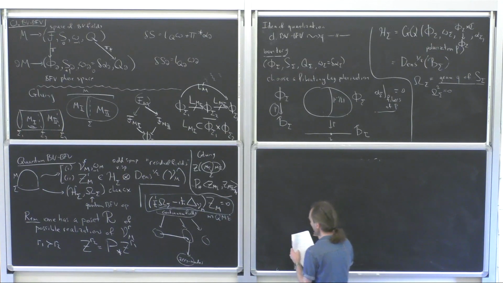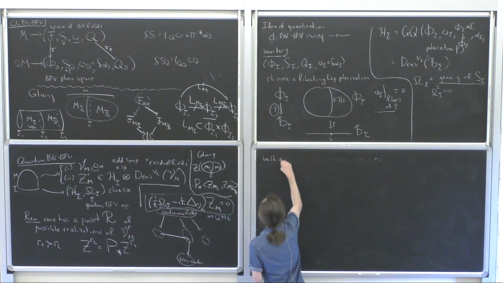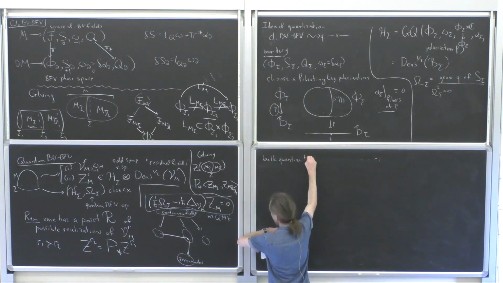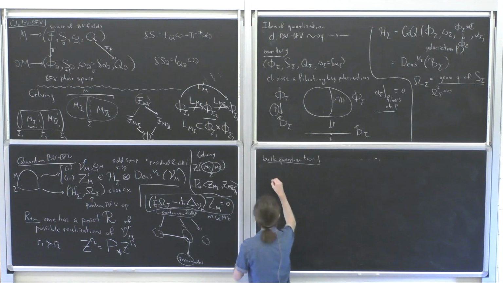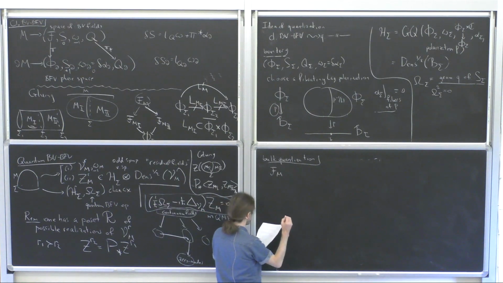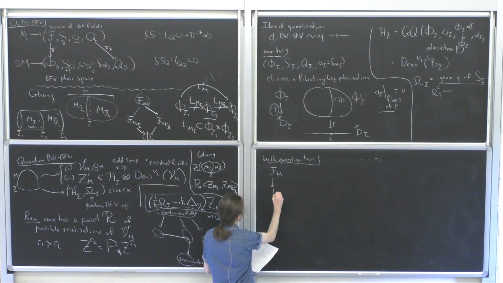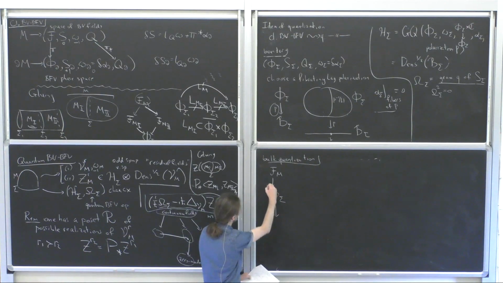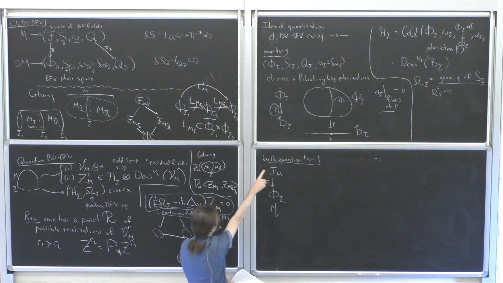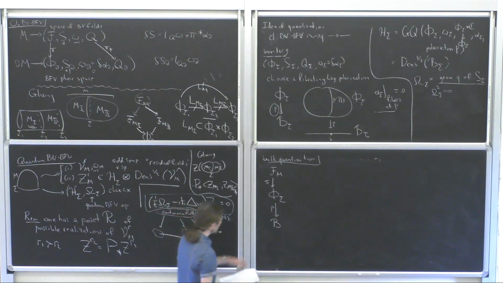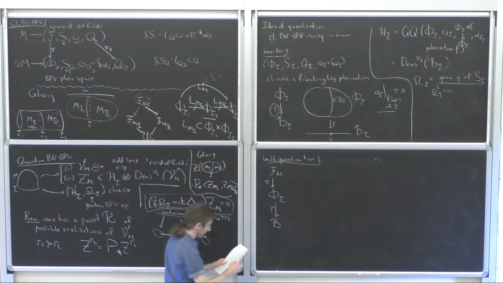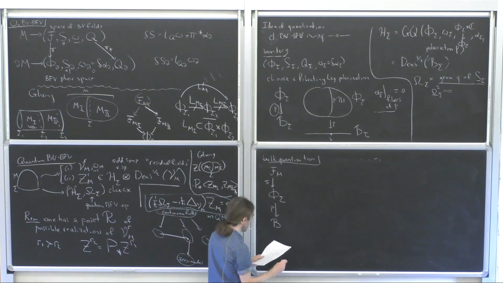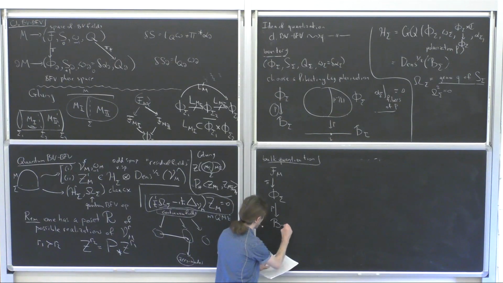What about the bulk? Bulk quantization. I have the space of bulk fields from my classical BV-BFV data. There is a surjective submersion pi to the phase space for the boundary. And there's also my fibration P, that is my geometric quantization datum, such that the fibers of P give me the Lagrangian polarization.